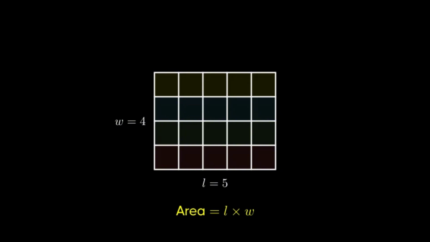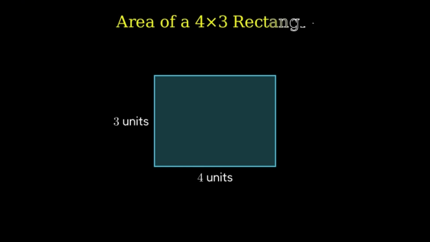Today we're going to explore how to find the area of a rectangle. We'll use a rectangle that is 4 units wide and 3 units tall as our example. Here's our rectangle. Let's measure its dimensions. The width across the bottom is 4 units, and the height going up the side is 3 units. Area measures how much space the rectangle covers.